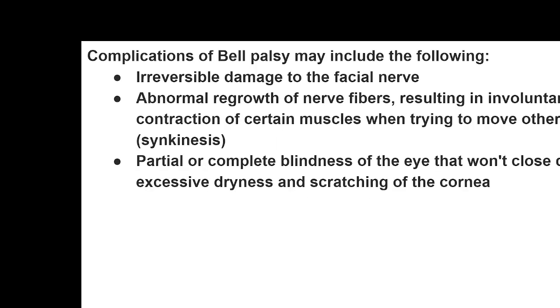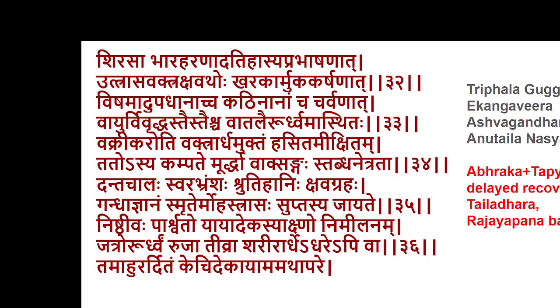Complications of Bell's palsy may include irreversible damage to the facial nerve, abnormal regrowth of the nerve fibers resulting in involuntary contraction of certain muscles when trying to move others. That's again synkinesis. Abnormal movement can occur. Tic-like symptoms could occur, or partial or complete blindness of the eye that won't close due to excessive dryness. These are the major complications of Bell's palsy.